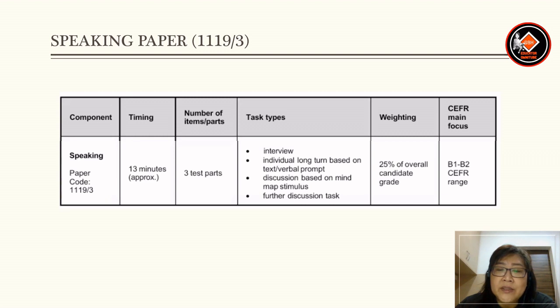Okay, let's look at the weightage. It is 25% of the overall candidate grade. So the CEFR main focus will be B1 to B2 in the CEFR range.